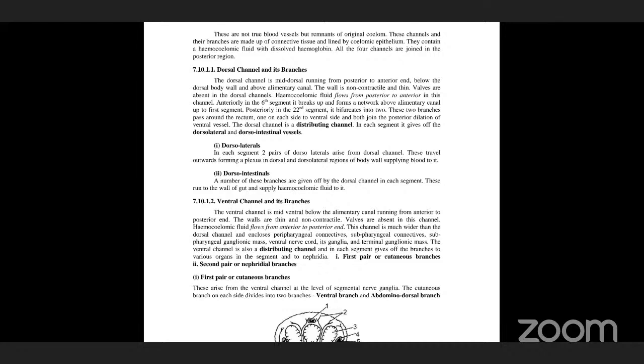There are two pairs of dorsolateral branches which arise from the dorsal channel. They travel through the dorsolateral region to the body wall for supplying the blood. And there are a number of dorsointestinal branches and they supply this hemocoelomic fluid to the wall of the gut. Then the ventral channel and its branches.